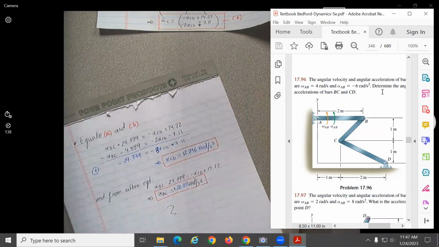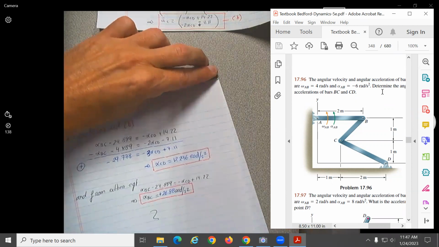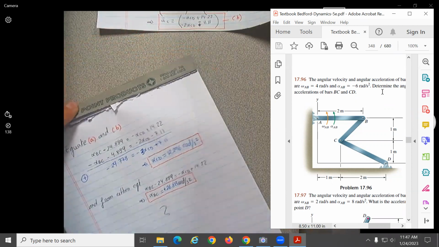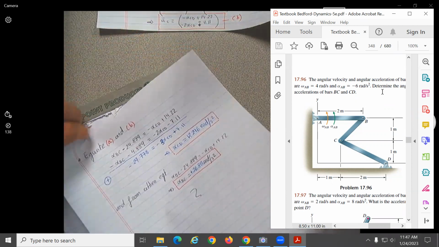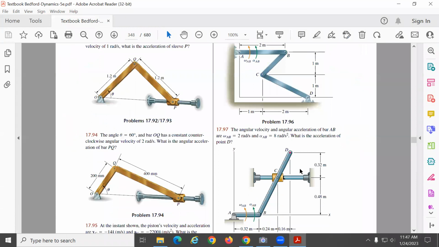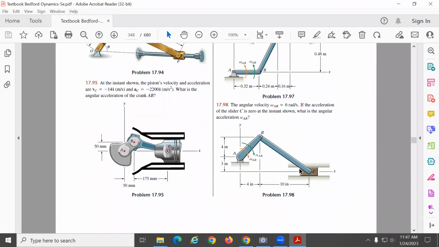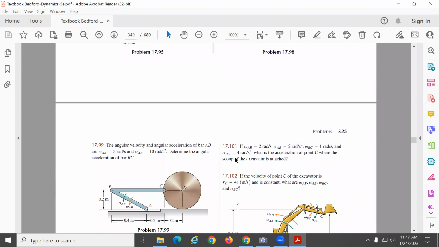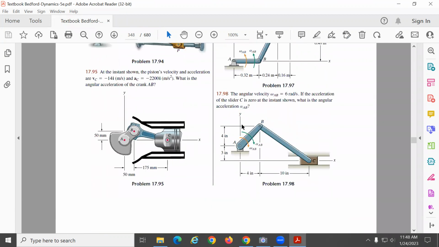All right, so let's do another problem, okay? Why is this breaking all down? All right, so let's pick another one. Let's see, since we have the book here. Let's do this one here. Okay, 17, let me see. Yeah, let's do 17.98, okay?